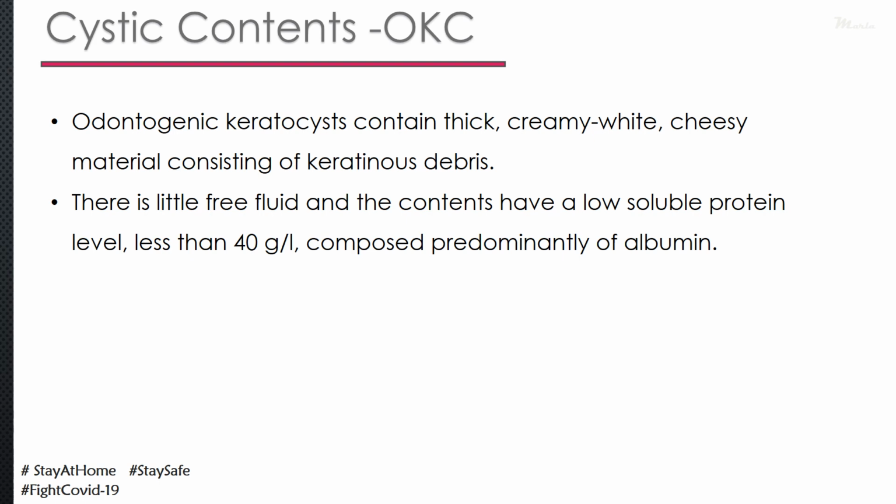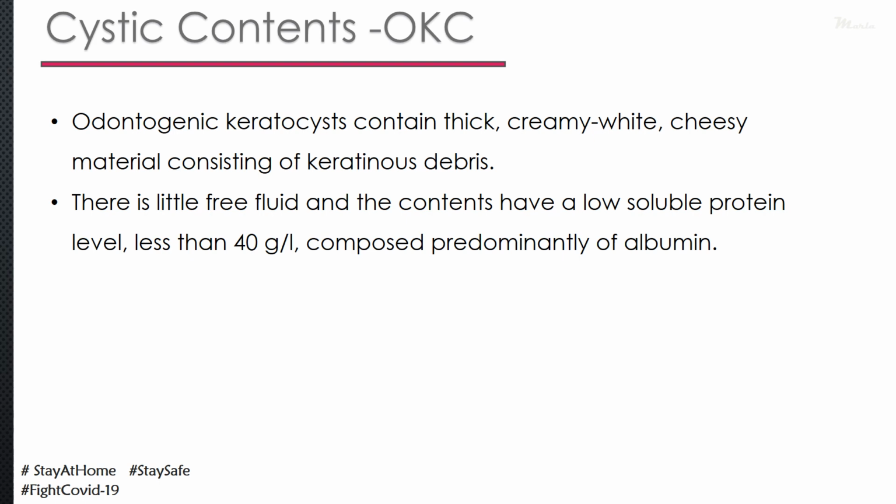The aspirates of an odontogenic keratocyst generally reveal a thick, creamy white or cheesy material consisting of keratinous debris. There is little free fluid and the contents have low soluble protein. The protein content is less than 4 grams per deciliter and is composed predominantly of albumin.